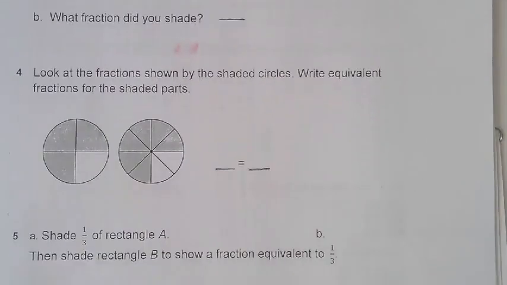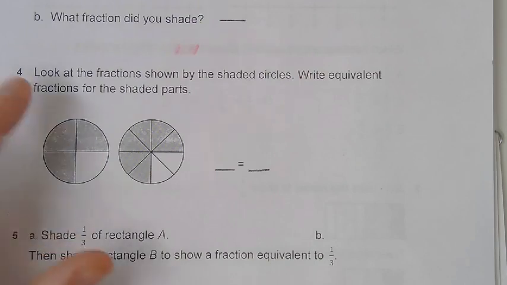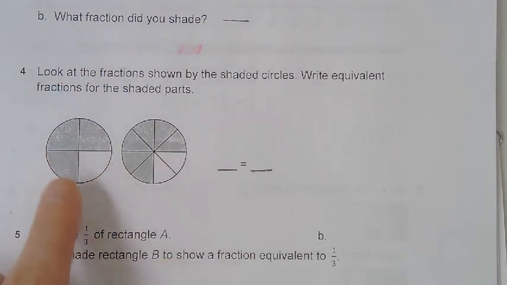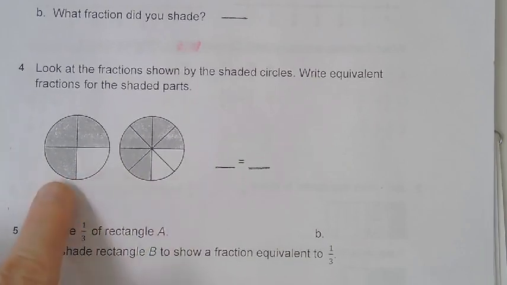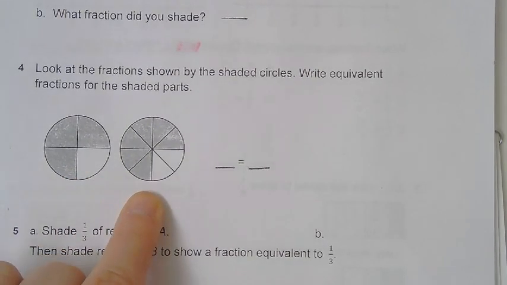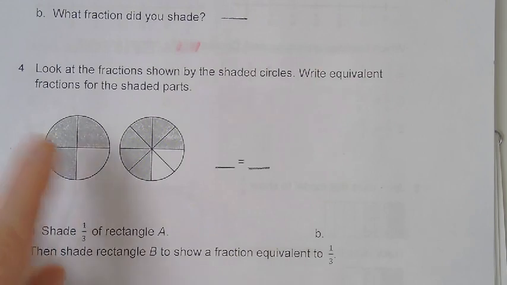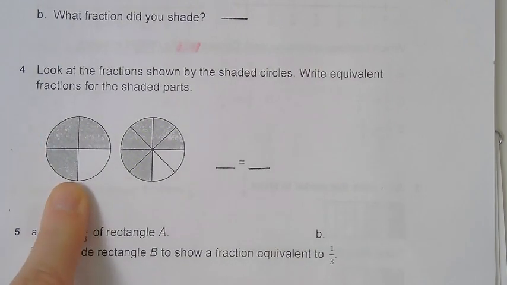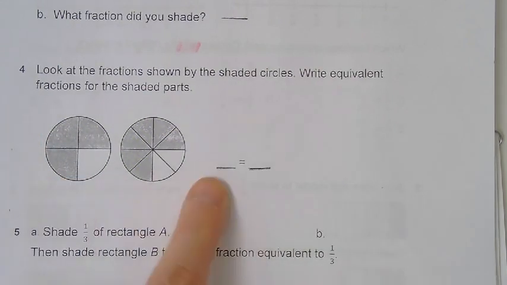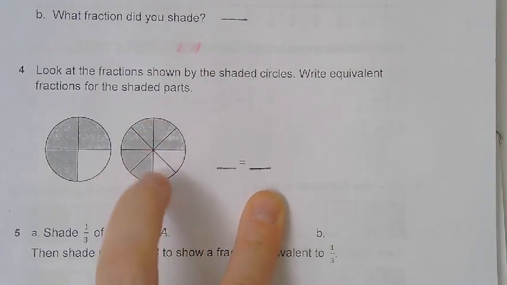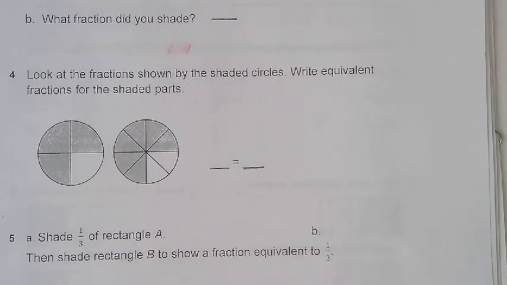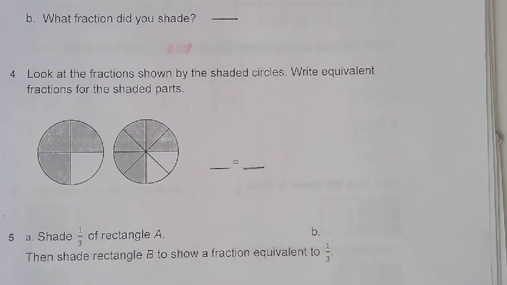All right, number 4. Look at the fractions shown by the shaded circles. So you're going to look at these 2 fractions. Write equivalent fractions for the shaded parts. So you're going to write the fraction that's shaded in the first circle and show that it's equivalent to the fraction shaded in the second circle. Pause the video and do that. Unpause when you're ready to go on.